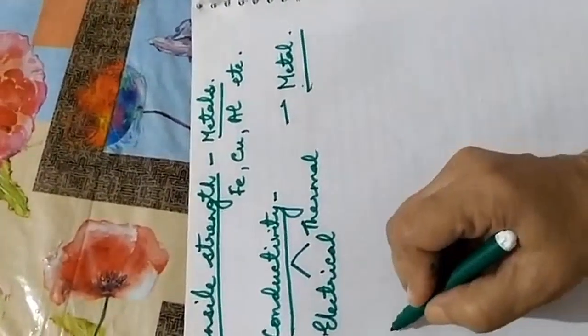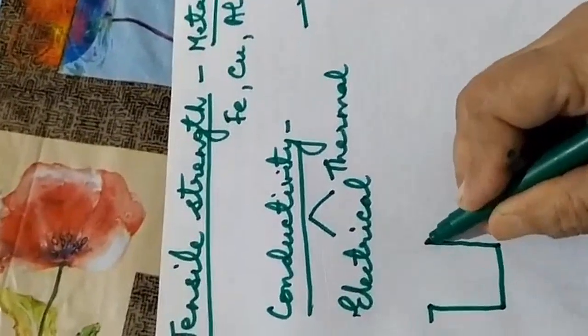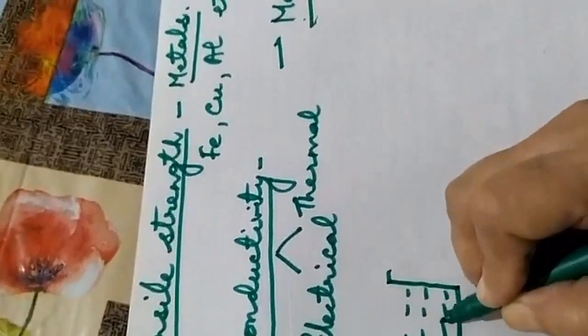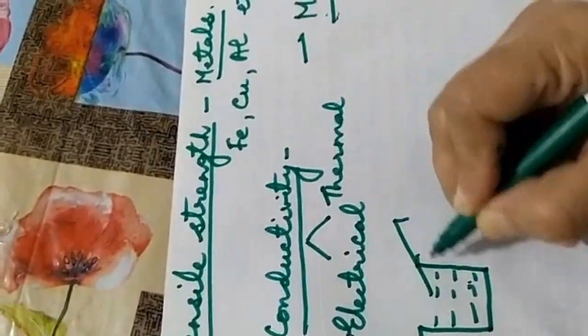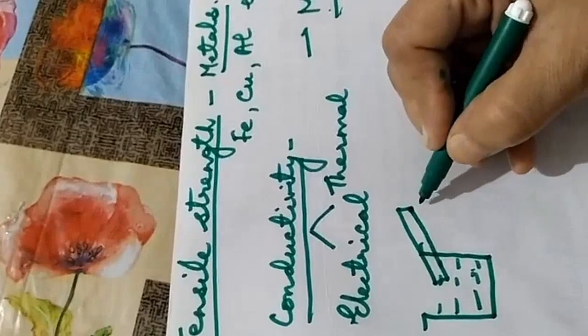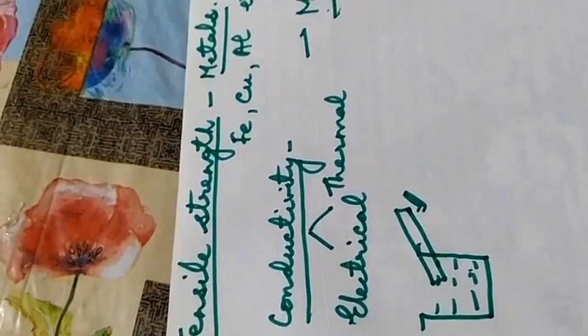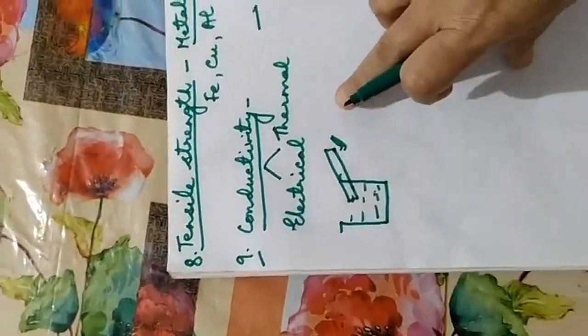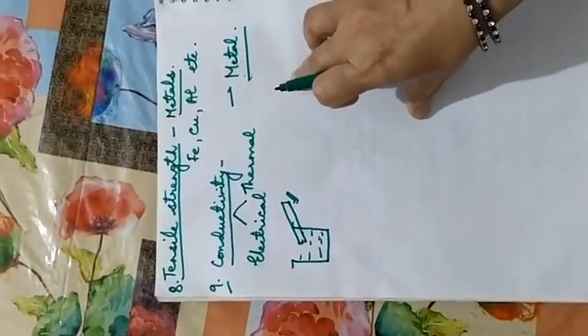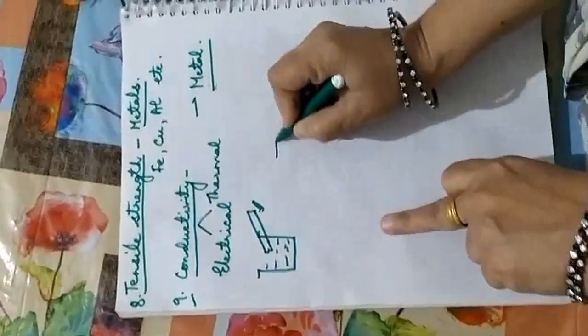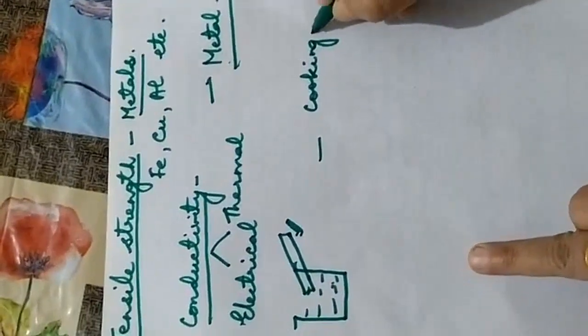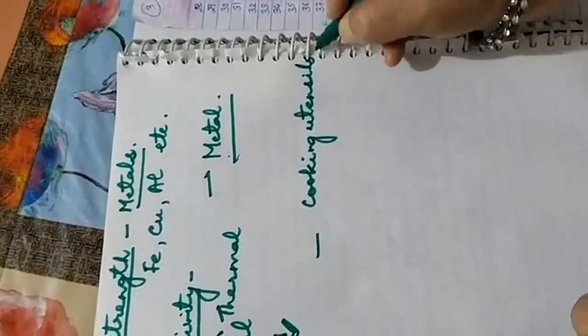So, in order to prove this, we will perform an activity. We will take some hot water in a beaker and place one end of a metallic rod in it. After some time, we will touch the other end, that means this end. Then we will see that it also becomes hot, indicating that metals are good conductors of heat. This is the reason why metals are used for making cooking utensils. They are used for making cooking utensils because they are good thermal conductors.